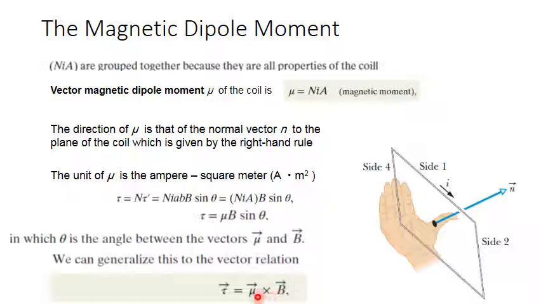We have seen before that the cross product is the amplitude of the first vector, mu, multiplied by the amplitude of the second vector, multiplied by the sine of the angle between them. And its direction is normal to both mu and B. So the generalized vector relation of the torque in terms of the vector magnetic dipole moment and the applied magnetic field: the torque is a vector quantity equal to mu, the vector magnetic dipole moment, cross B, the magnetic field.